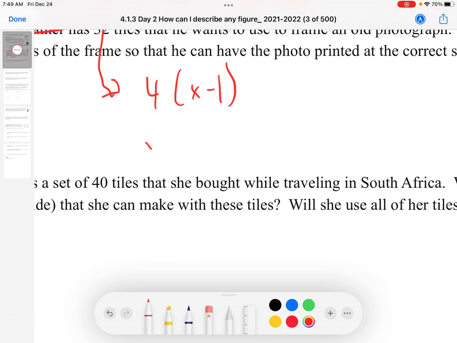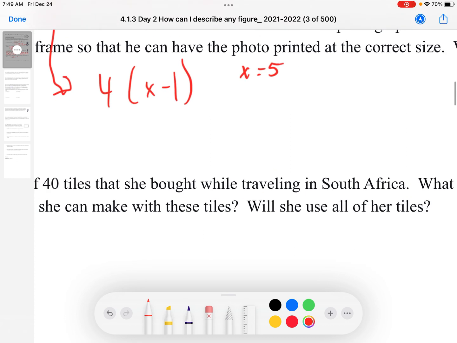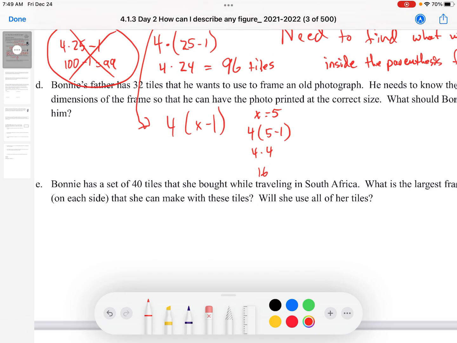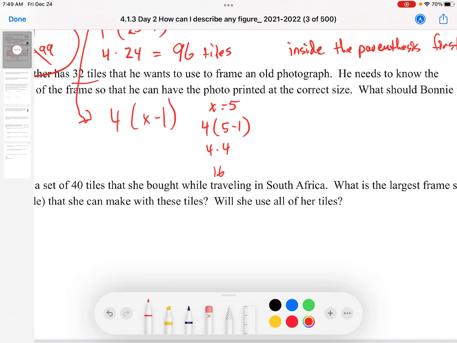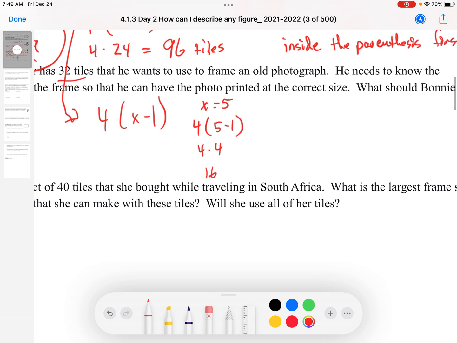Let's do an x equals 5 here and see what we get. So we have 4 times (5 minus 1). 4 times 4 is 16. We need 32. Well, it's double. Maybe we should just double it, right? We didn't hit that, but 32 is double 16. So let's try x equals 10.